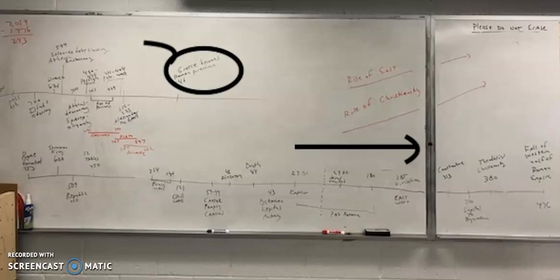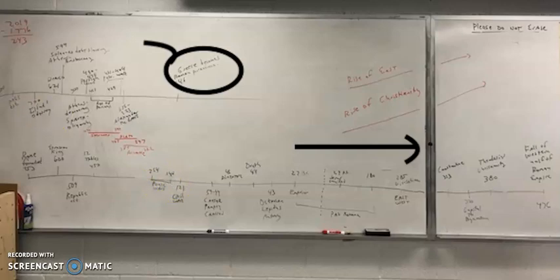Hey everybody, it is Mr. George, and today I want to do a video that looks at the history and evolution of Rome from a republic to an empire. So if you look along this timeline, top part is Greece, bottom part is Rome.